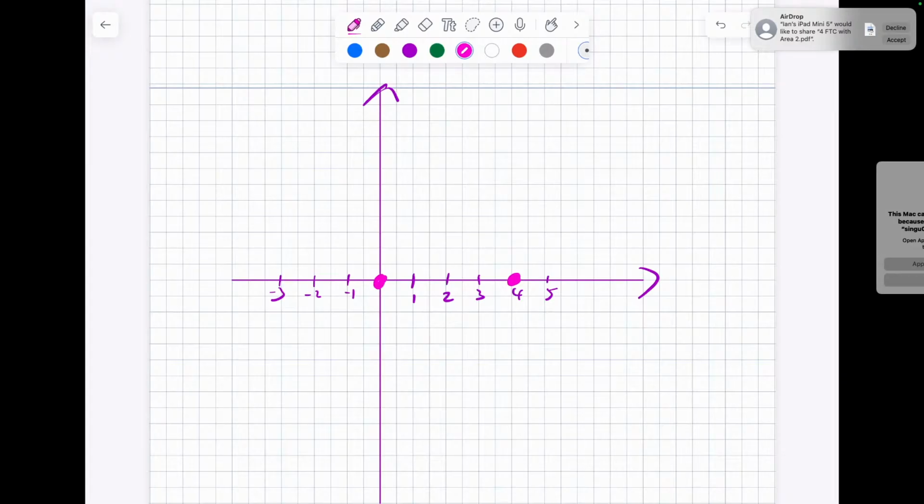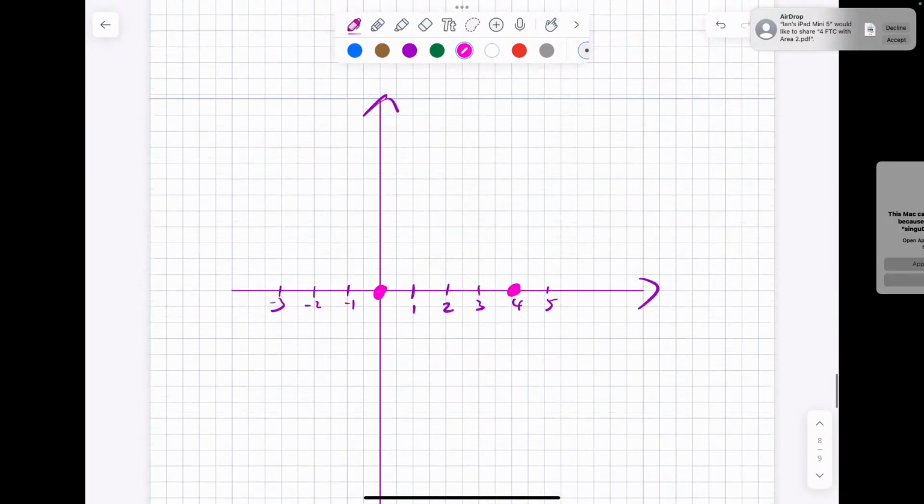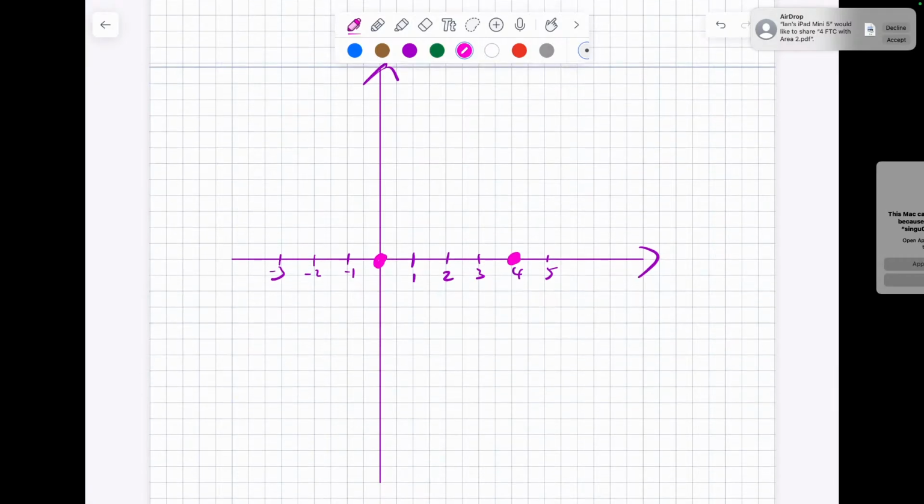I'm going to plug in the inflection point, no, I'm going to plug in the minimum. Where does the minimum occur? Because the original function has a 4, 0 as an x-intercept, and 4 is right here, and 0 is right here. Now, where does the minimum occur? At 3? Okay, so it's at 3 and negative 27.